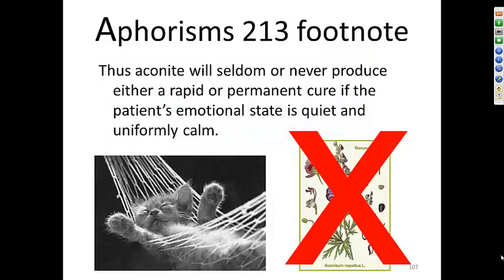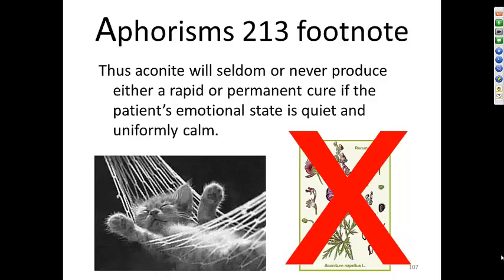If you look at the footnote of Aphorism 213 of the Organon, Hahnemann writes, "Thus aconite will seldom or never produce either a rapid or permanent cure if the patient's emotional state is quiet and uniformly calm." He doesn't go into a whole complex explanation of the mental and emotional picture of aconite. He just says if they're quiet and uniformly calm, this is a Gegen symptom, you're not going to think about giving aconite.